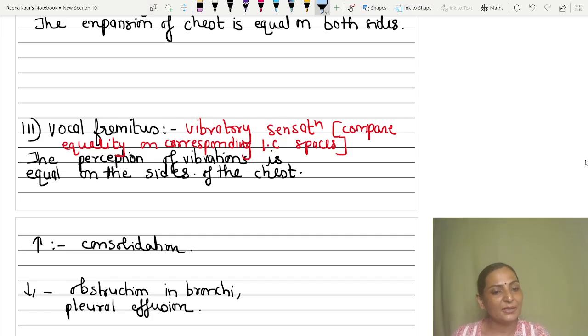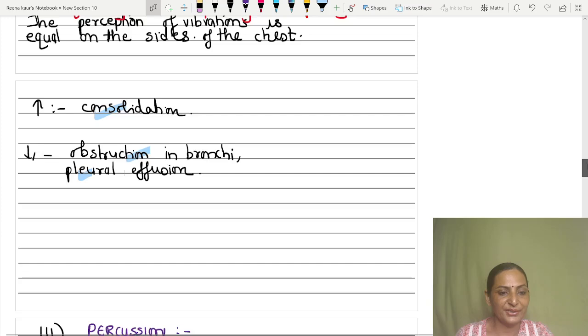It can be increased in conditions like consolidation, when there is formation of a cavity. Otherwise, with pleural effusion or with obstruction in the bronchi, the tactile vocal fremitus is reduced.